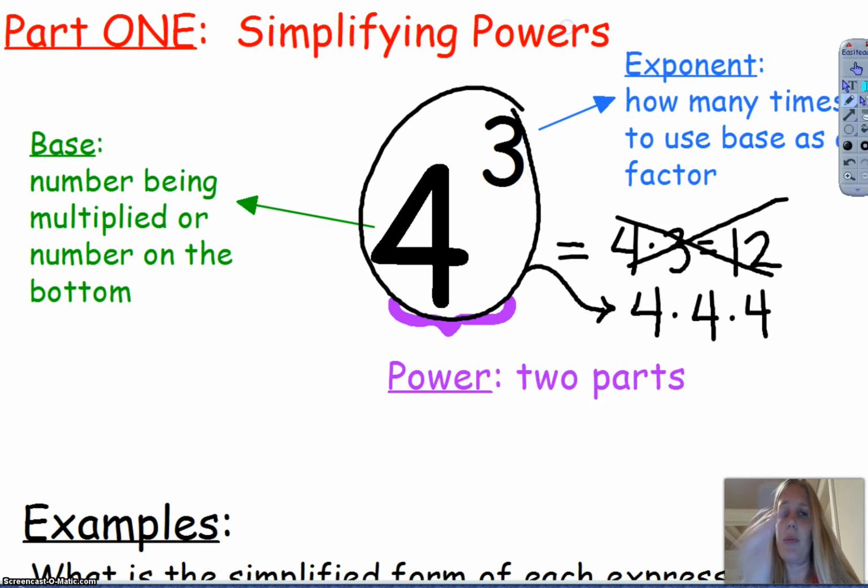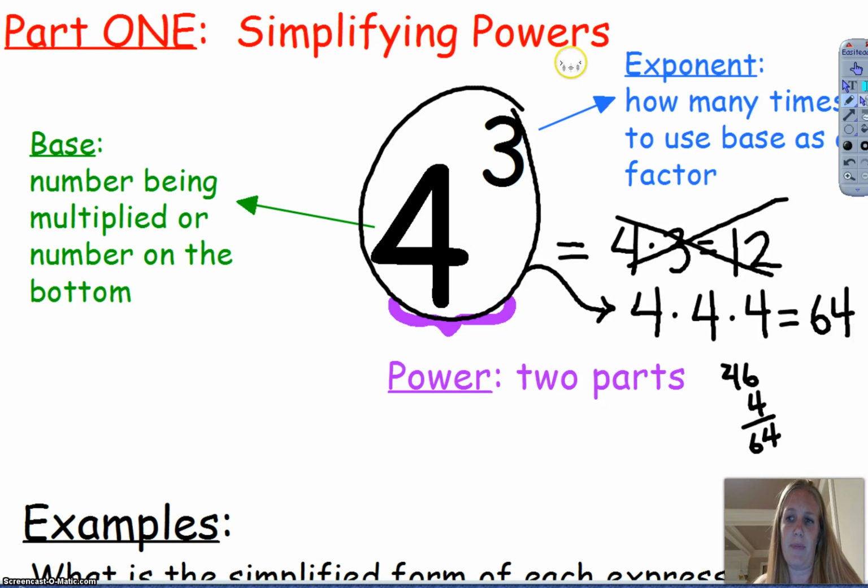Okay, and tomorrow I'm going to teach you how to do this using a calculator. But what you're going to end up doing is just doing 4 times 4 on your calculator times 4 again. And you get 64. Okay, because 4 times 4 is 16. 16 times 4 like that, you get 24, carry your 2, 4, 5, 6. So that's where that comes from. Okay. So we're going to do a few examples, then we'll move on to part 2.